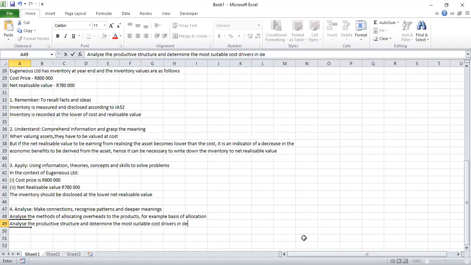In determining overhead absorption rates. Determine the suitability of inventory valuation methods.